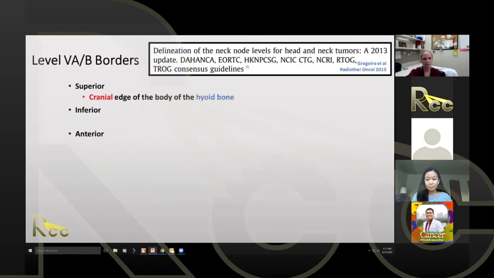So going back to the level 5 borders, what is the inferior border of level 5? And I guess specifically level 5B. Benedict Chrysostomo, can you answer that? So radiographically, do you know what we use to define the inferior border for level 5B? So it's the plane inferior to the transverse cervical vessels.